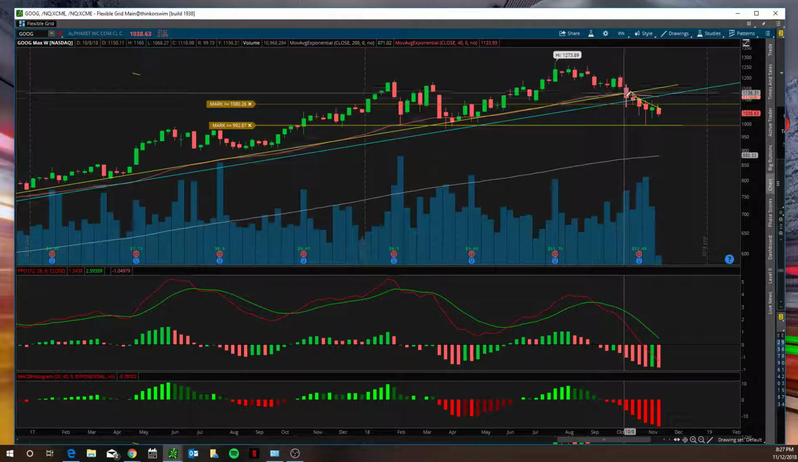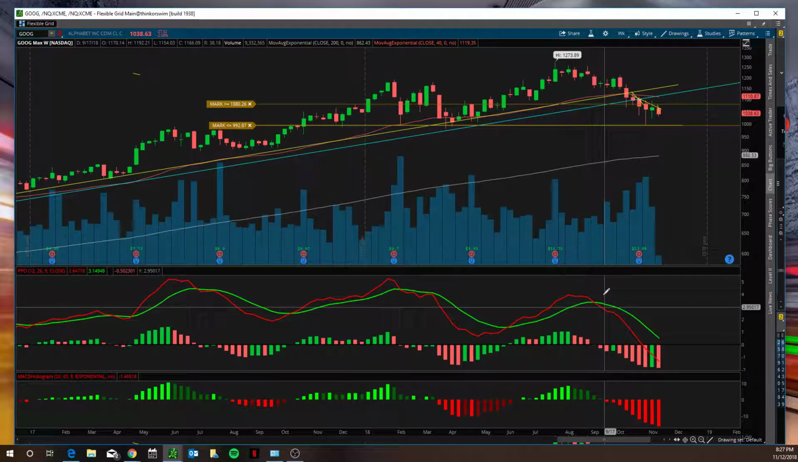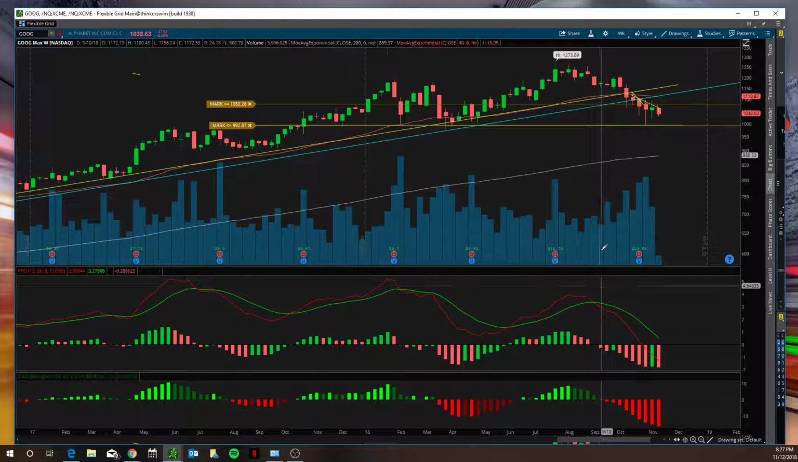But what do you see here? Uh-oh, it's in kind of trouble. What do you see here? The red line crossed over. Look, as you see back here before this point, this showed you before this even happened that it was going to happen, and it failed this moving average.